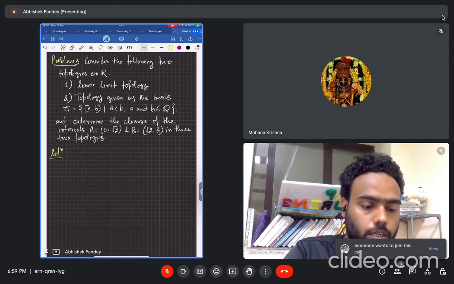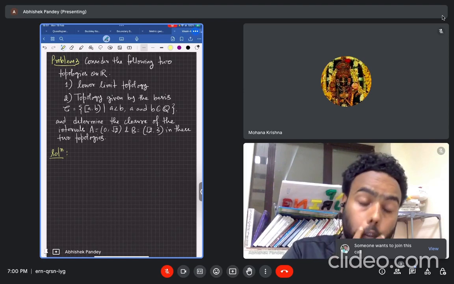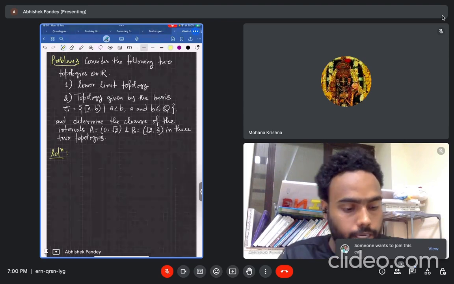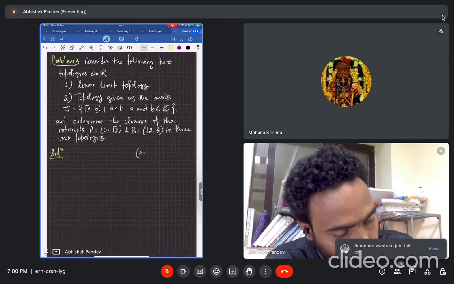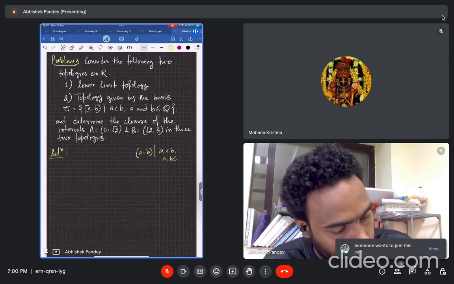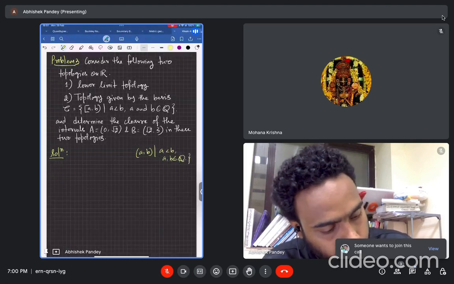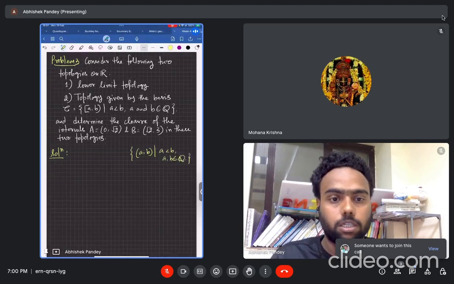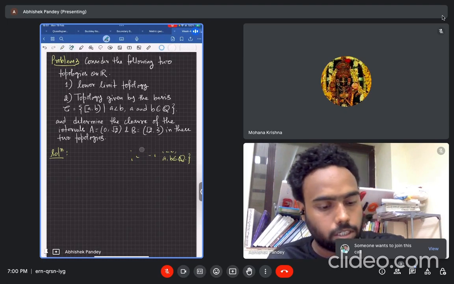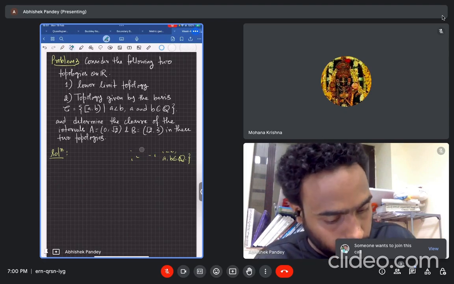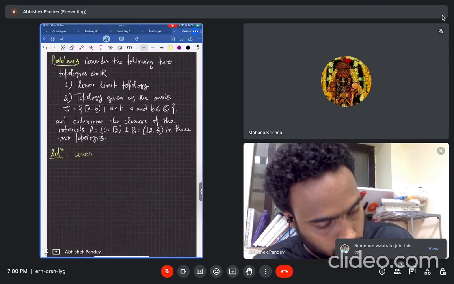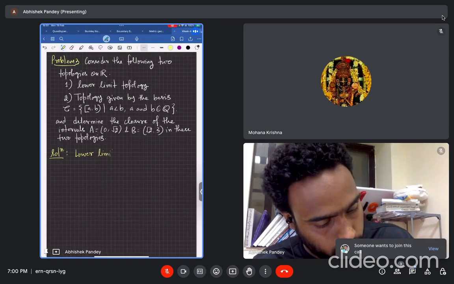Remember that the topology generated by this basis is different from the standard topology. If you take this basis (a, b) such that a is less than b and a, b belong to Q, this generates the standard topology on R. But if you consider this as a basis, this generates a different topology. So first we will see the lower limit topology, and we need to find the closure of these intervals.